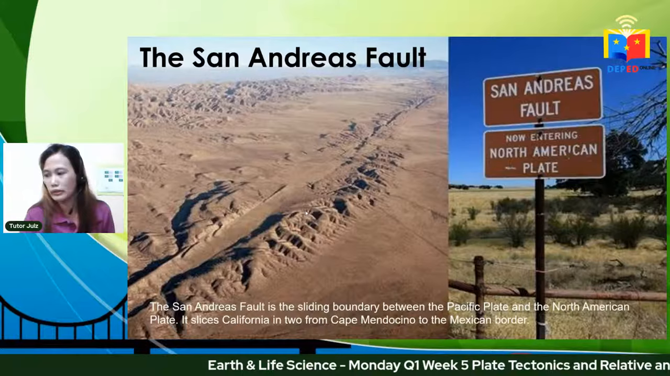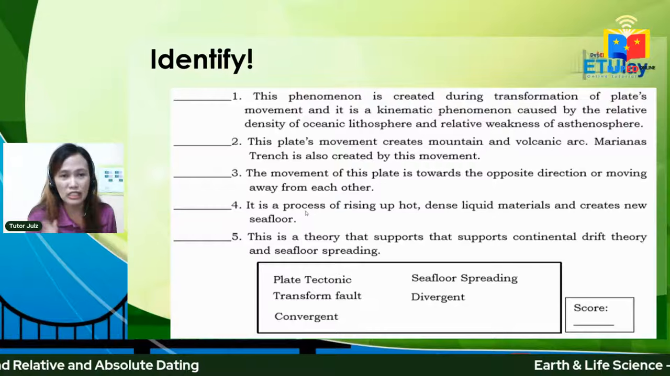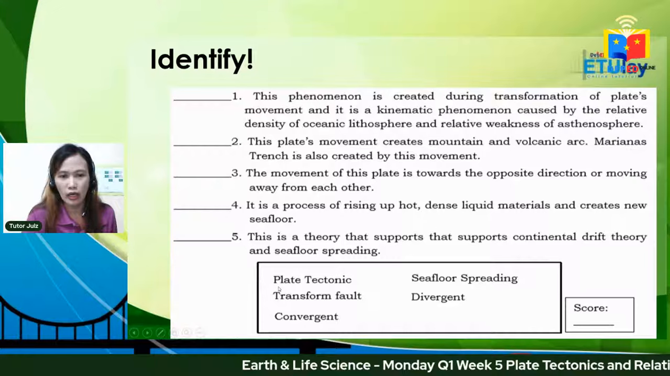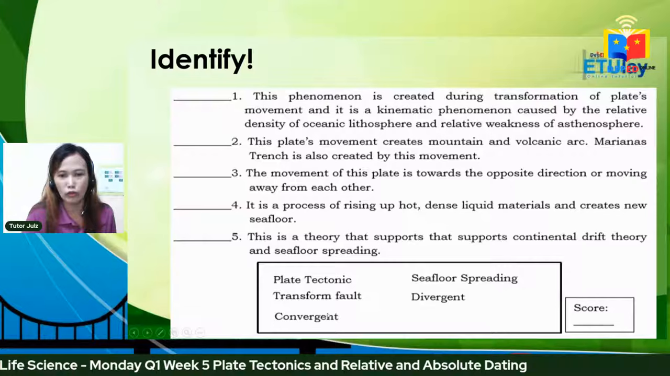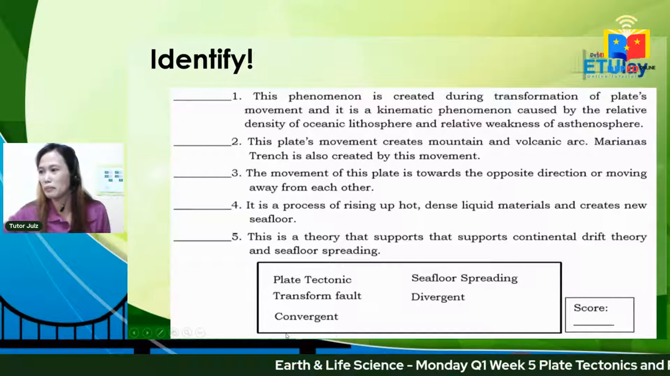Okay, so now it's your turn. You're going to identify the following. Identify what is being asked or described in each item. So choose from the words in the box. The plate tectonic, the transform fault, the convergent, seafloor spreading, and divergent. Okay, so I'm waiting for your answer, guys. Identify what is number one.